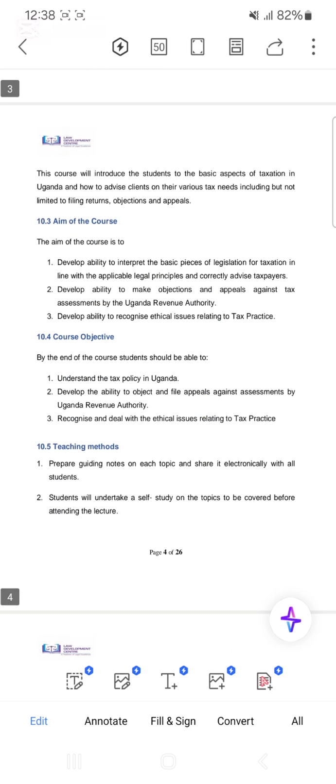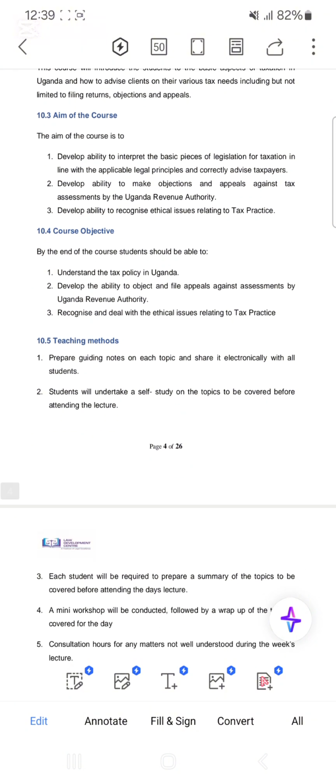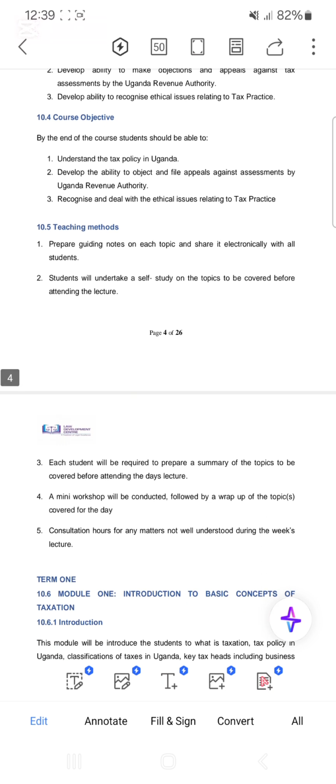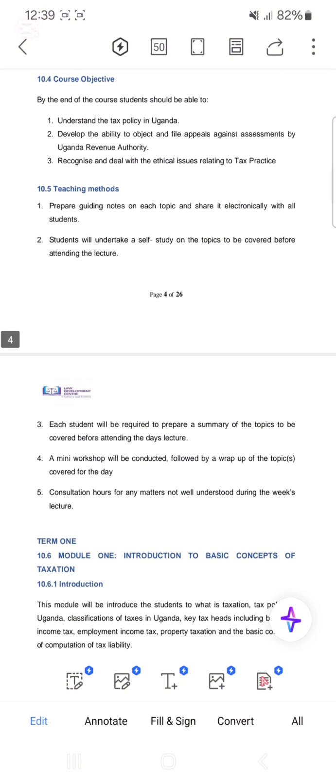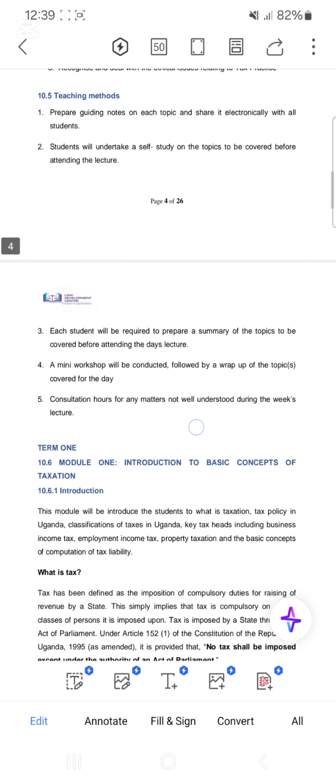The aims of the course are to develop the ability to interpret the basic pieces of legislation for taxation in line with the applicable legal principles and correctly advise taxpayers. Course objectives: to understand the tax policy in Uganda, develop the ability to object and file appeals against assessments by URA, and recognize and deal with issues relating to tax practice.